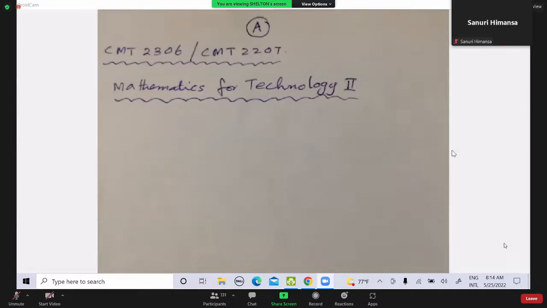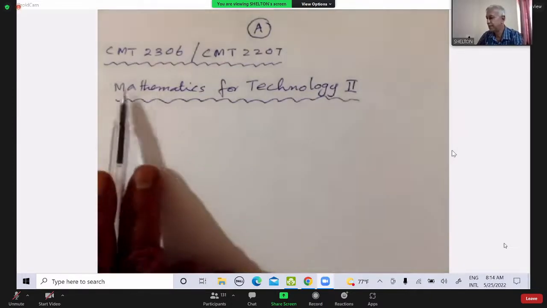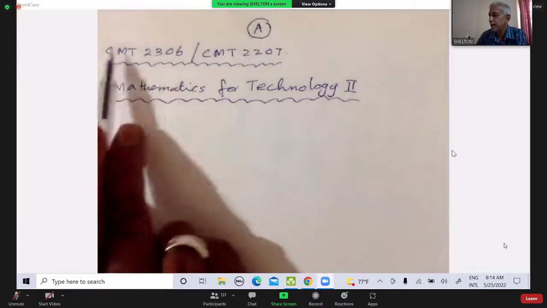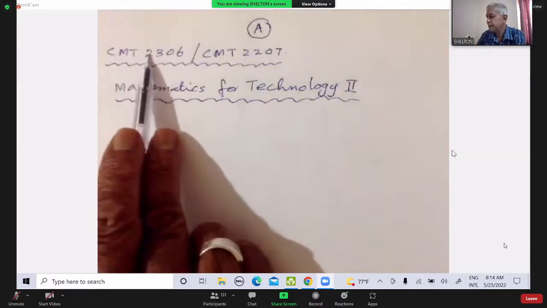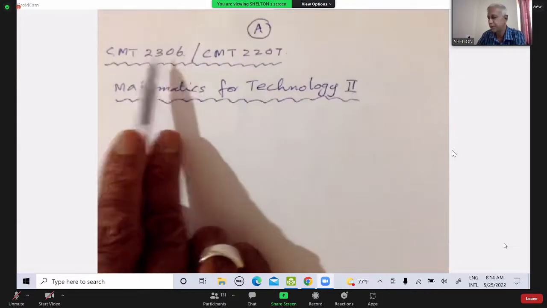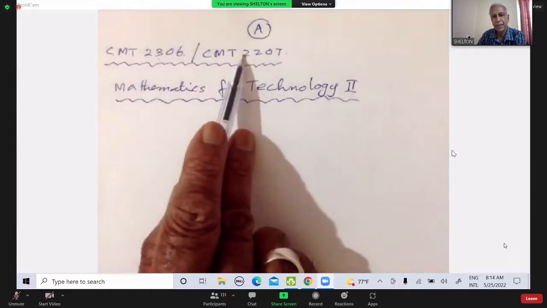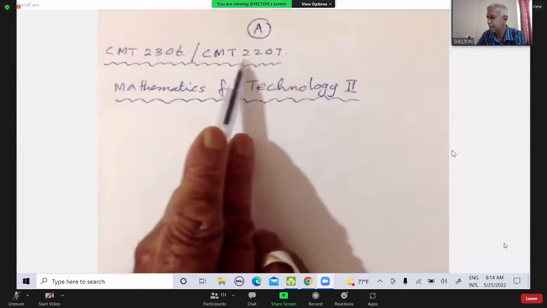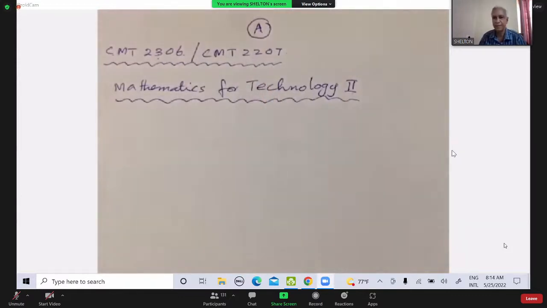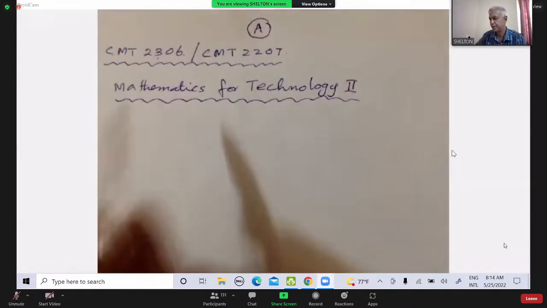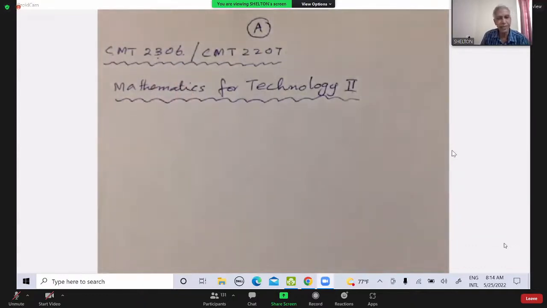Recording in progress. Okay, so the title of the course is Mathematics for Technology 2. The course codes are CMT 2306, which is for students taking this as a 3-credit course, and for others it is 2207. The second digit indicates the number of credits. For some it is a 3-credit course, for others a 2-credit course, but the first part is common to everyone.